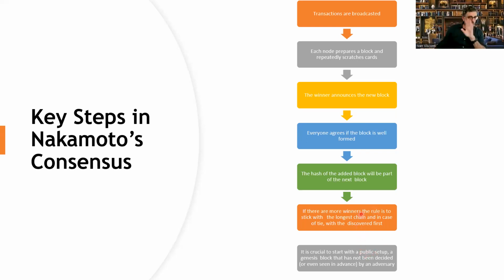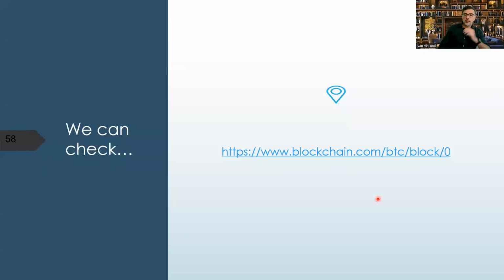It is crucial to start with the public setup, otherwise what are we adding, right? So there is a Genesis block that must be fixed in advance, and then the system starts, of course. Otherwise, what are we adding the first time? Of course, everything is public, so everyone can check this Genesis block. This is a link to check the Genesis block.